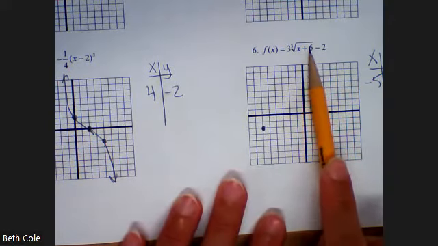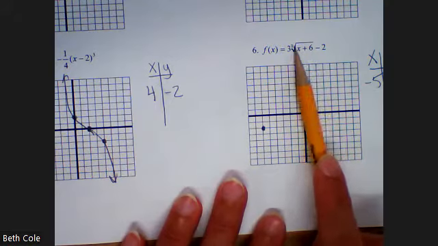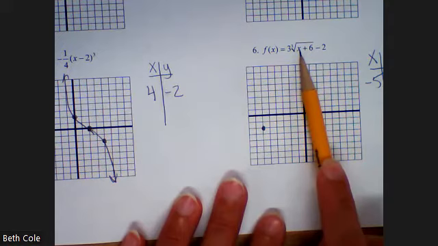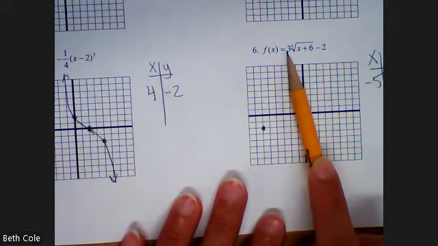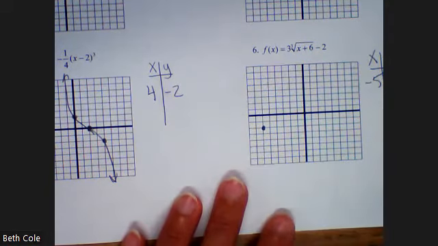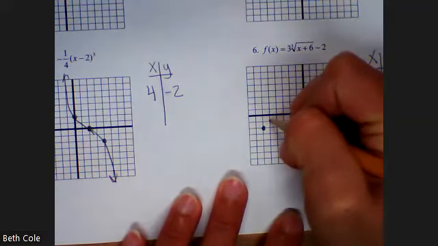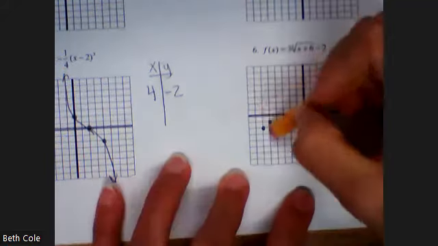-5 plus 6. 1. Cube root of 1? 1. Good. Don't overthink it. 1 times 3 is 3 minus 2 is 1. So -5, 1. Oh, whoops.